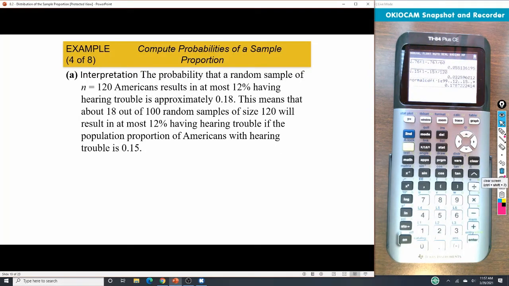So kind of an interpretation there: with a sample of 120, the probability of having at most 12% is approximately 0.18. That means 18 out of 100 samples of size 120 would result in at most 12% of those samples having hearing trouble, when the population proportion with hearing trouble is 0.15.